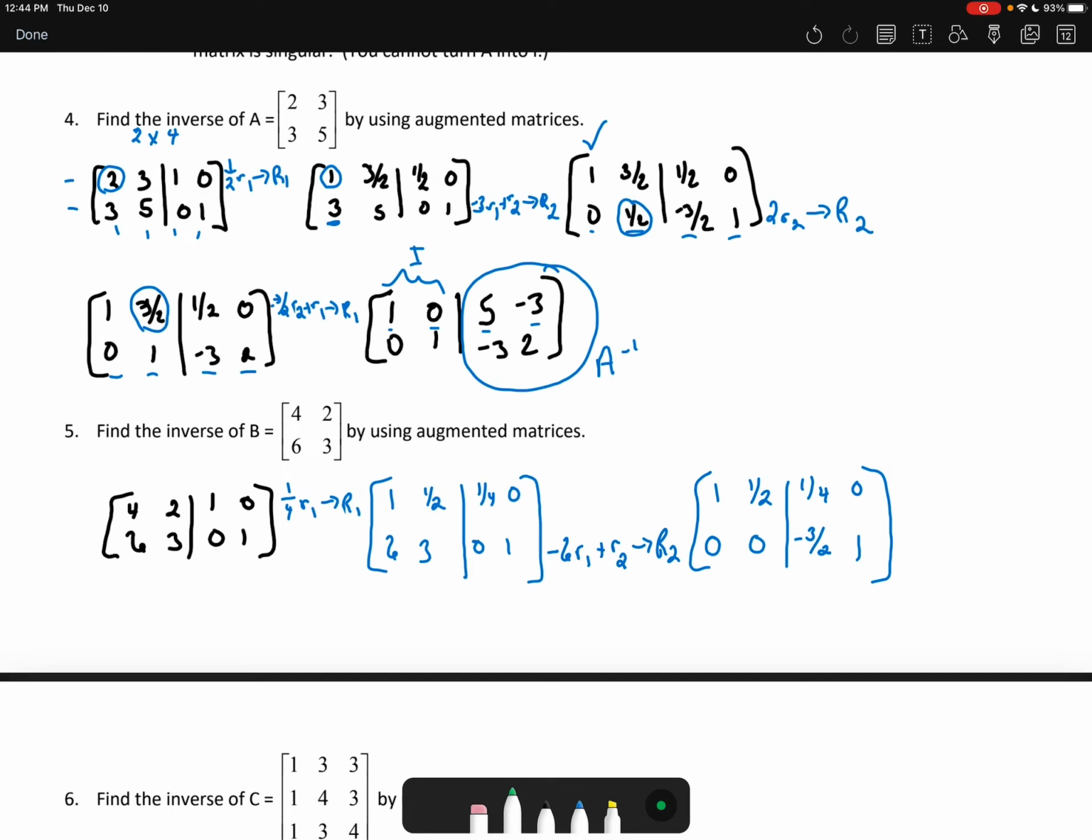So because this happens, because you have zeros only on the left-hand side there, there's no way at all to get that other leading 1 that you need down there. This left-hand side cannot ever turn into the identity, which means we can't proceed, and this does not have an inverse. So there is no inverse in a case like this, and what we would say is B is singular.